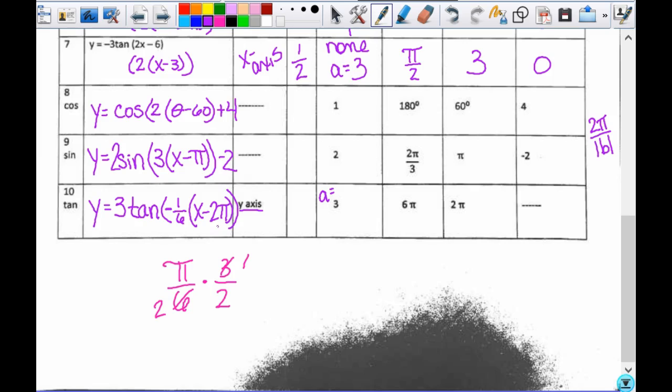But when you go to a tangent graph, the distance from the midline to a minimum or maximum point, minimum and maximum do not exist. So although that a value still affects it and it's a stretch, it's not an amplitude by definition. Does that help? That's a good question. And that's why the definition is for sine and cosine functions only.